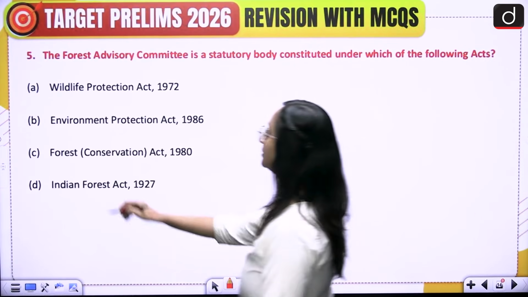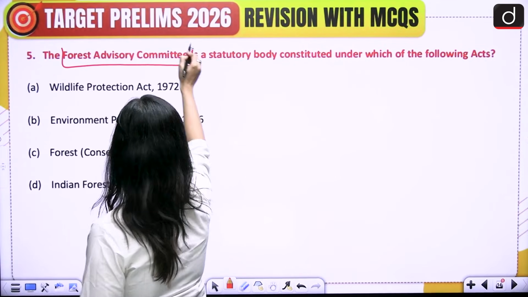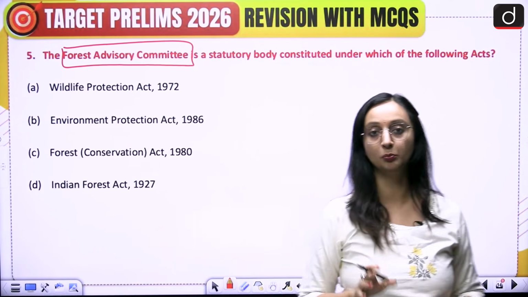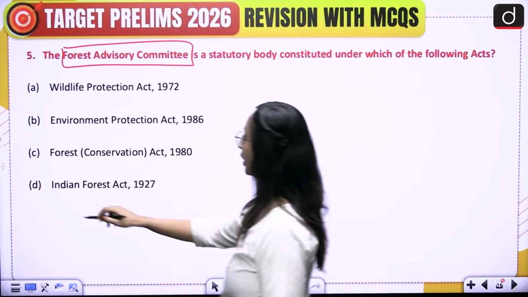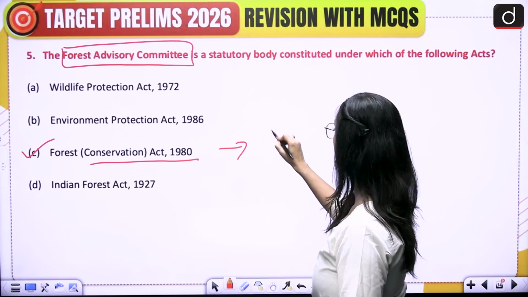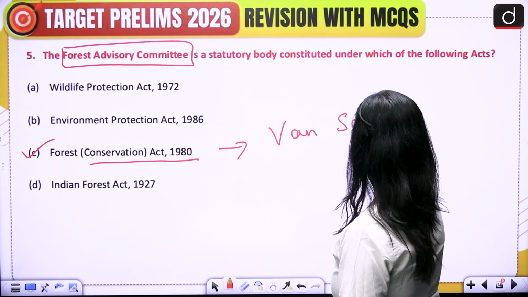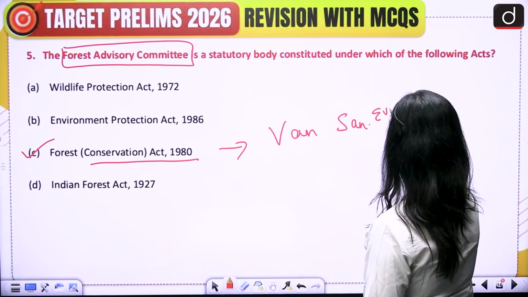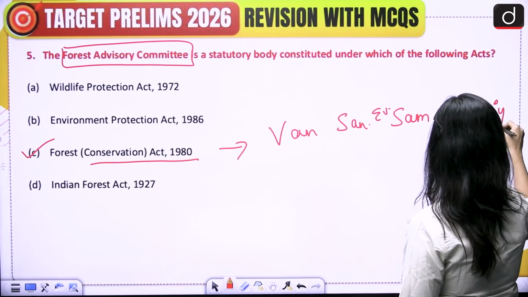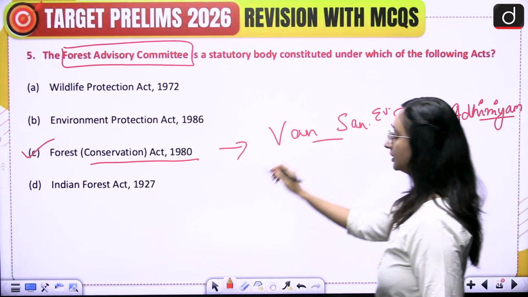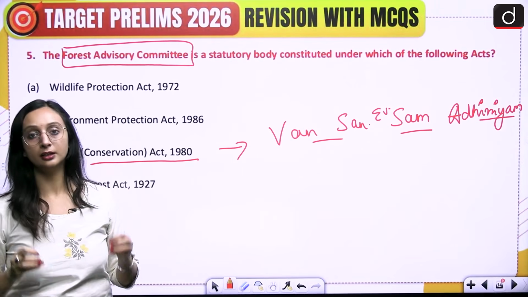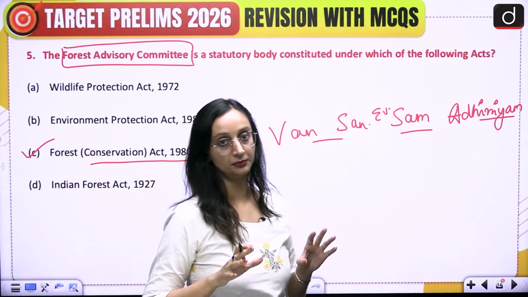Okay. So this Forest Advisory Committee is actually a statutory body, and that body is formed under the Forest Conservation Act of 1980, which is also known as the Van Sanrakshan Evam Samvardhan Adhiniyam, right? So this is a statutory body, and what is this law responsible for?